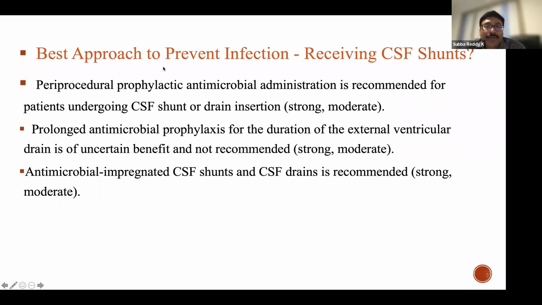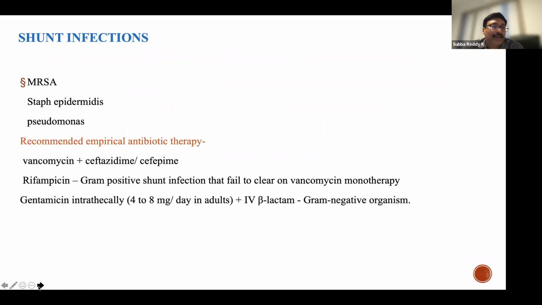So what is the best approach to prevent infection when they have CSF shunts? Peri-procedural prophylactic antimicrobial administration is recommended for patients undergoing CSF shunt or drain insertion. Prolonged antimicrobial prophylaxis for the duration of the external ventricular drain is not recommended, because if you give prolonged antibiotics to the patient who has a shunt, they may develop shunt infection with a multi-drug resistant bacteria. Antimicrobial impregnated CSF shunts and CSF drains are recommended.